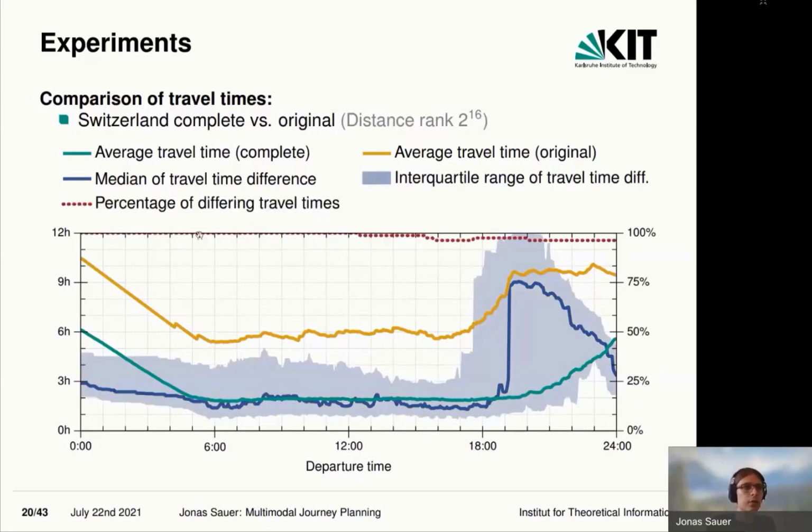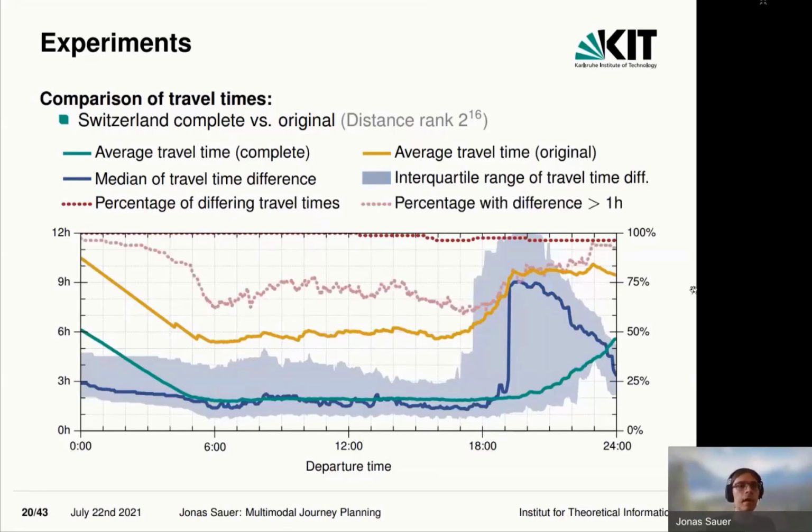Here, the dotted line shows the percentage of queries where the travel times differ between the two configurations, and it's close to 100%. So almost every query is affected. And the percentage of queries where the travel time difference is greater than 1 hour, as shown here, is also always more than 50% and even higher during the nighttime.